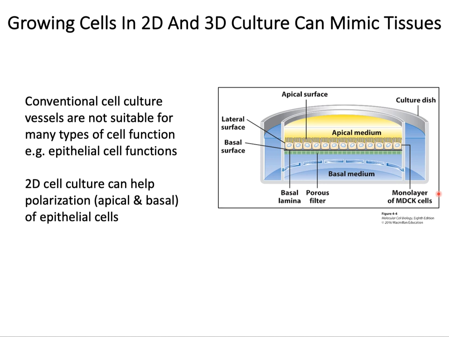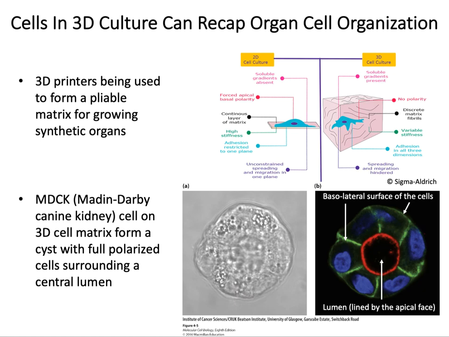So you can see that the 2D and the 3D culture systems can mimic the tissue space to grow polarized cells that require different environments in different parts, that is the apical part and the basal part of the cell. So here you can see now a 3D printer being used to make a pliable 3D matrix to grow cells, and there has been some success even in growing organ-like tissues in cultures known as organoid culture.